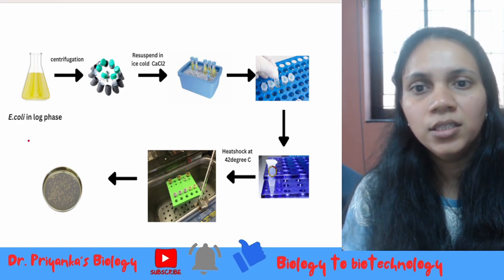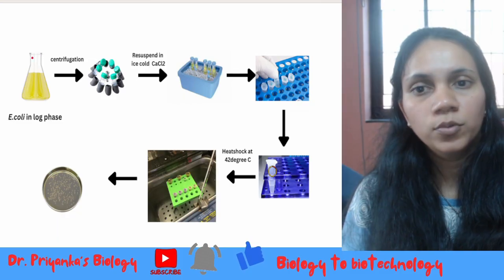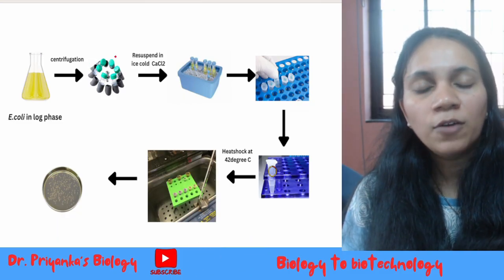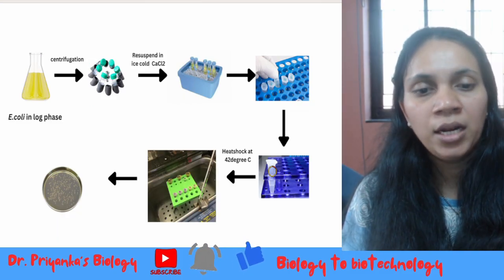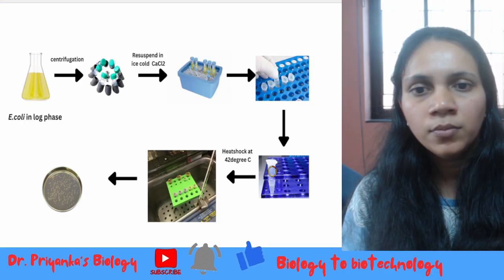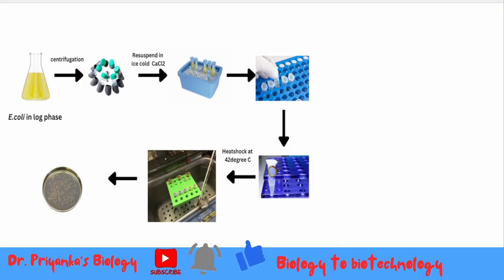Such cells are taken and centrifuged. After centrifugation we will get the pellets, which will have the E. coli cells. After this they will be resuspended in ice cold calcium chloride. Now here what happens is, this calcium chloride enhances the permeability.